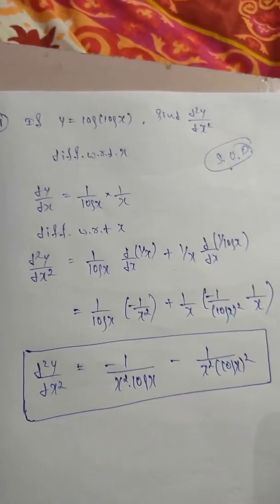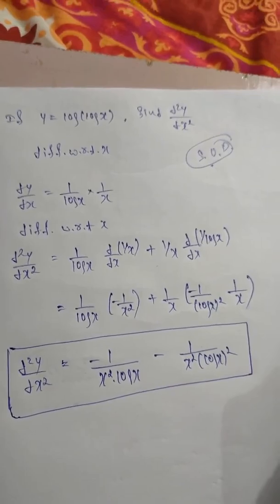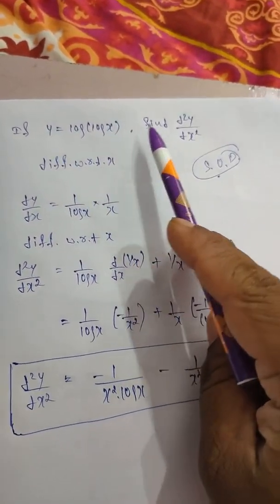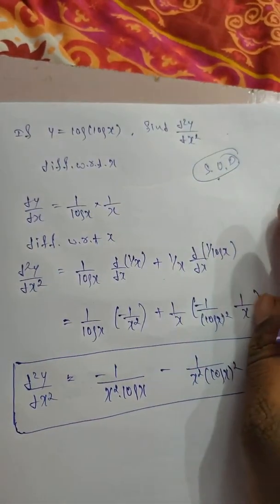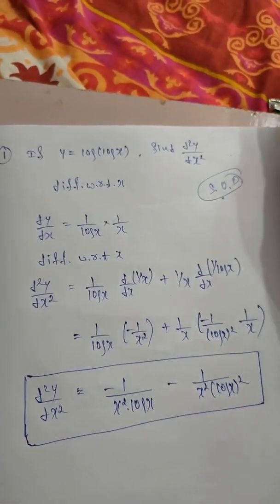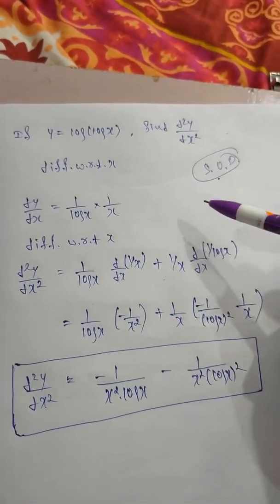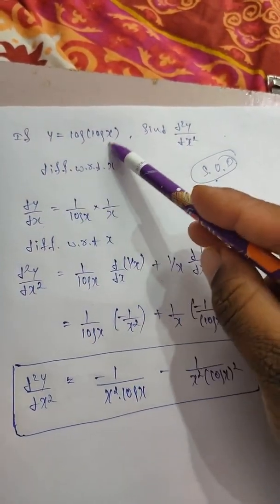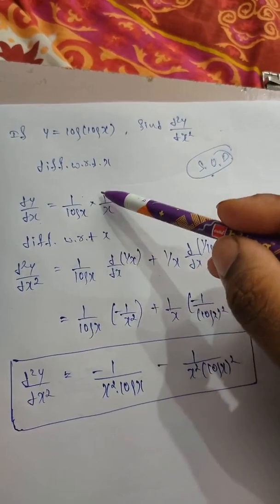Once again I am repeating this problem. The given problem is, if y is equal to log of log x, find d square y by dx square. It is not an important problem, so we are doing it just for your practice purpose. Here dy by dx is equal to, the differentiation of log x means 1 by log x, and again the differentiation of log x is 1 by x.